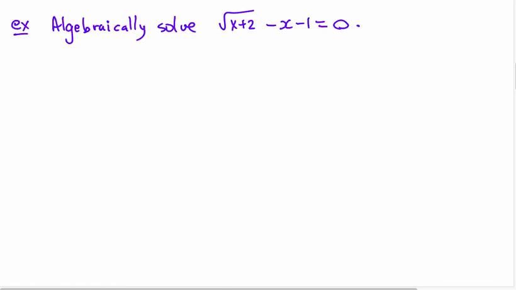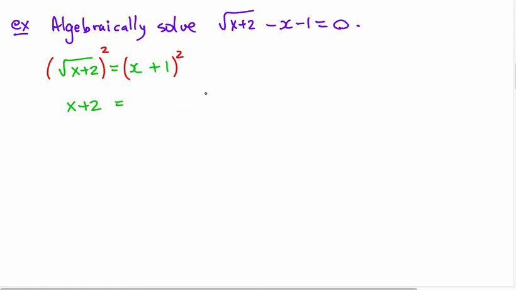Let's take a look at one more example. So again, we're solving this equation algebraically. The very first step is to isolate the radical. So put that on one side, x plus 1 on the other side, and raise both sides to the power that I need to raise them to. In this case, it's squared. This simply cancels out that square root, and by canceling out the square root, I just get x plus 2.